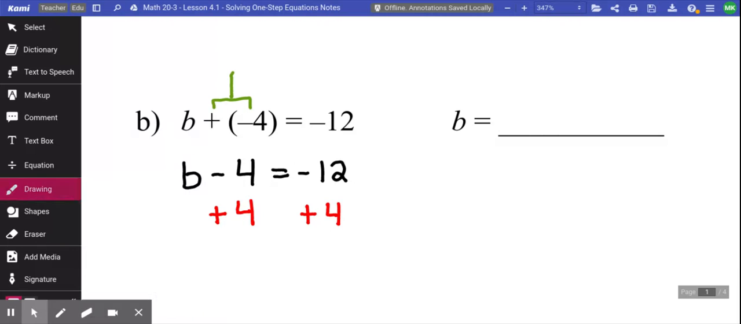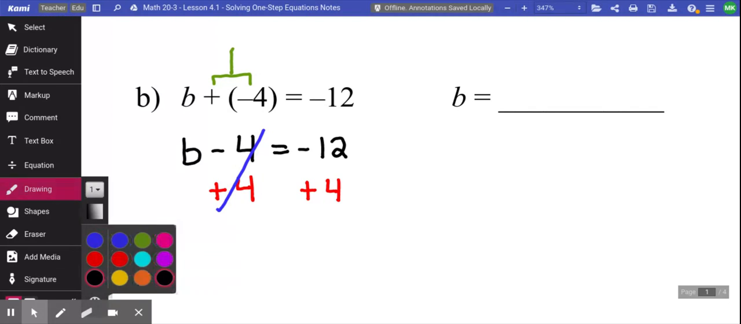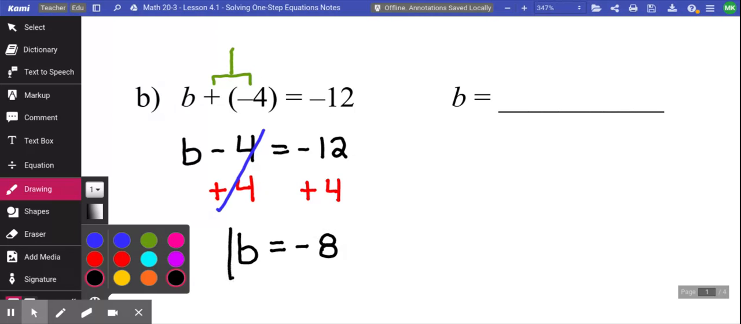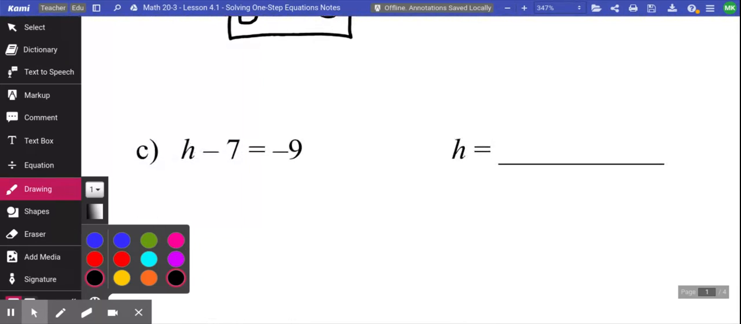These 4s will cancel out. I've moved it to the other side, so I now have b on the left side equals negative 12 plus 4, which is negative 8. So if you put that in your calculator, that would give you your final answer. Opposite operations. Not crazy, right? I got the right answer.